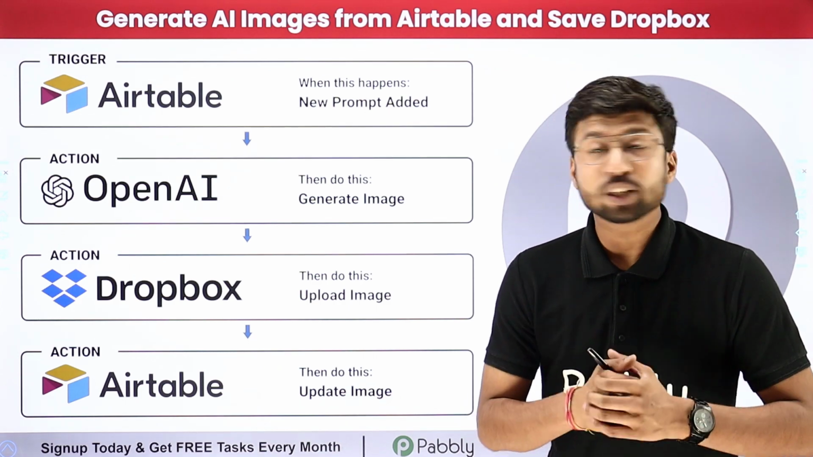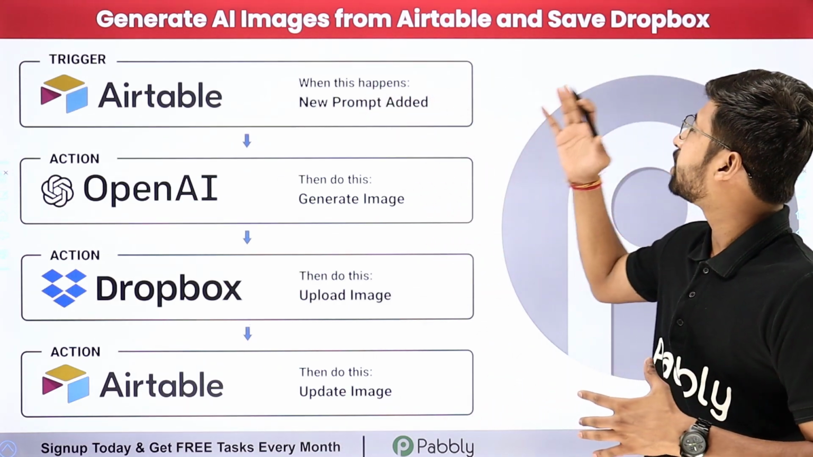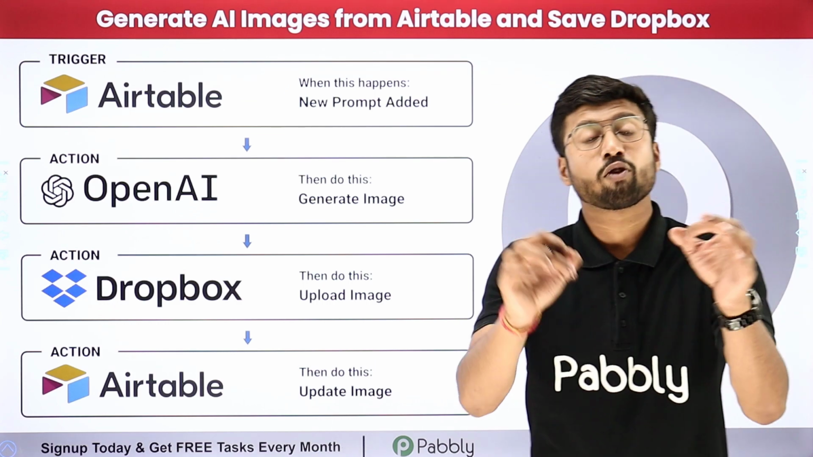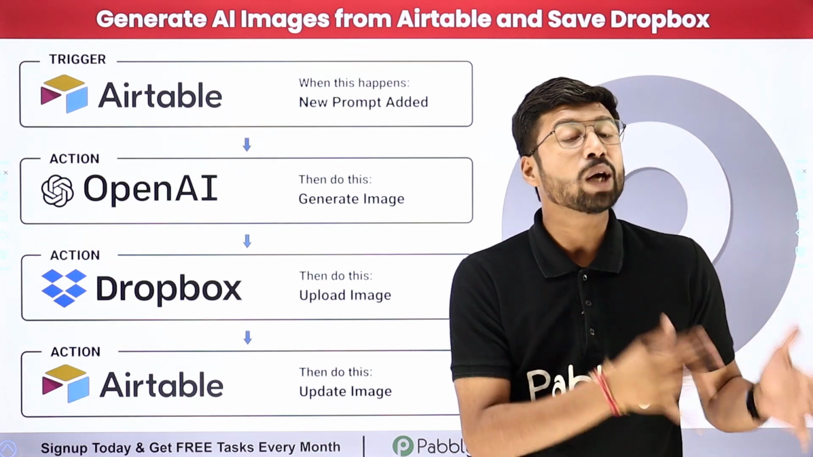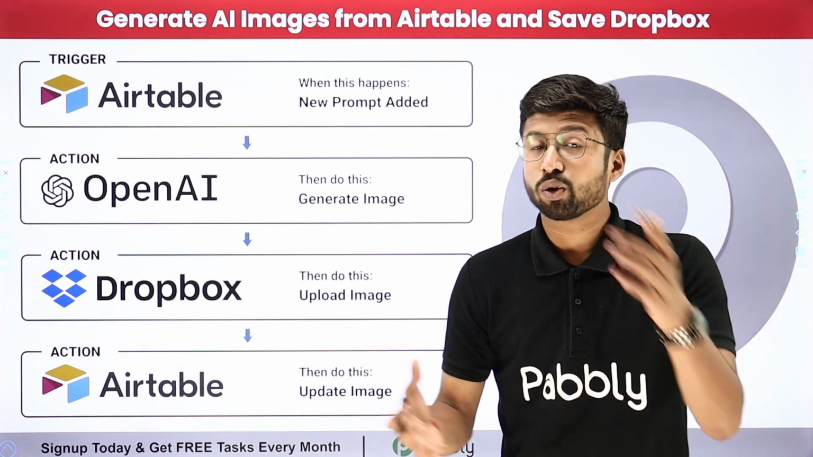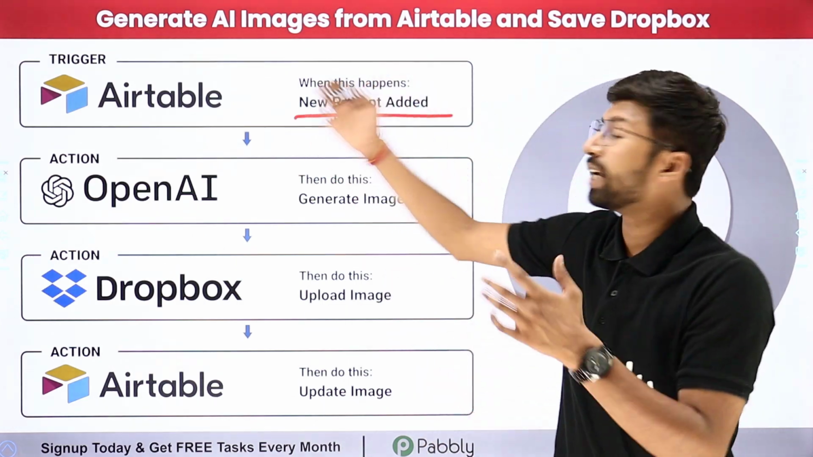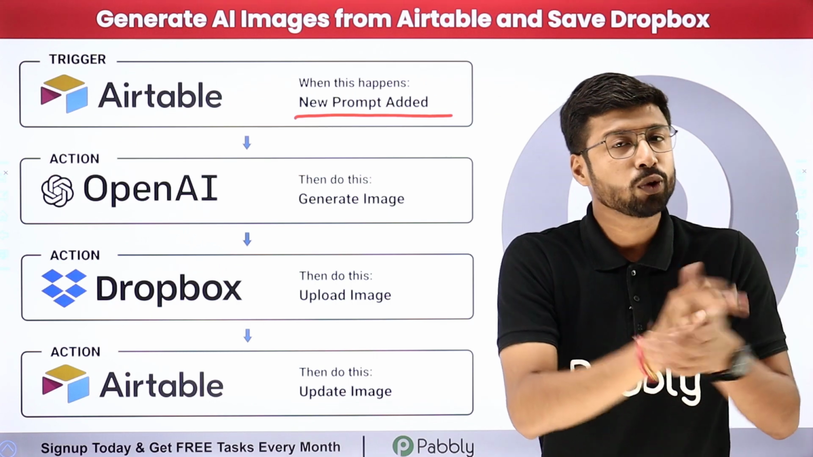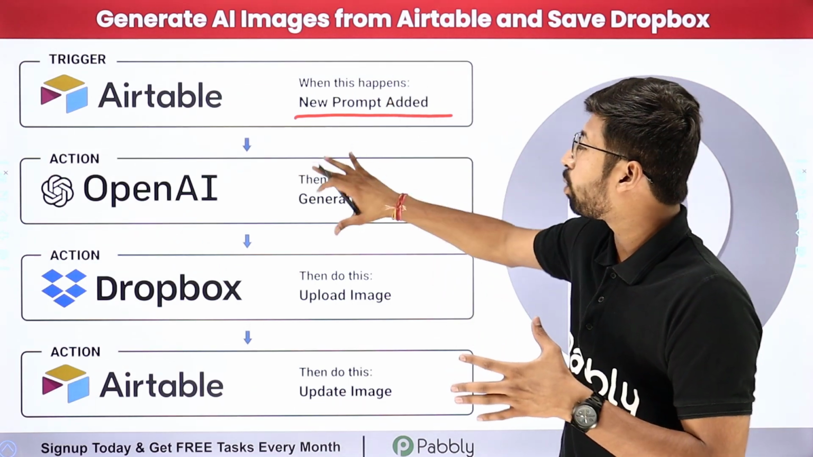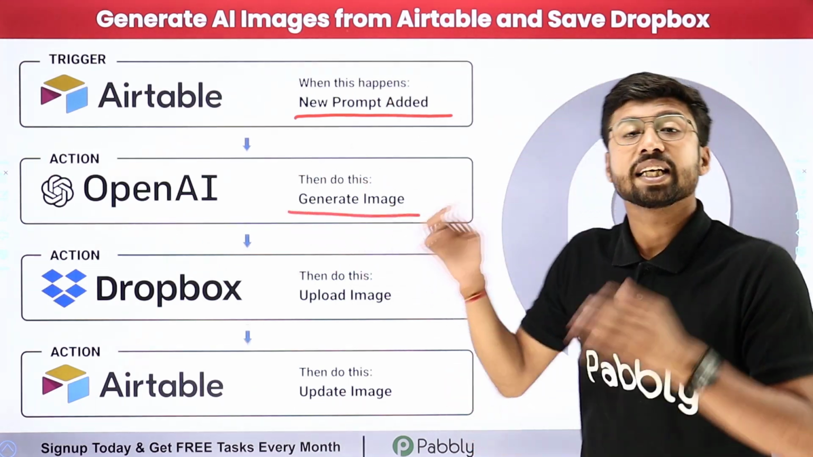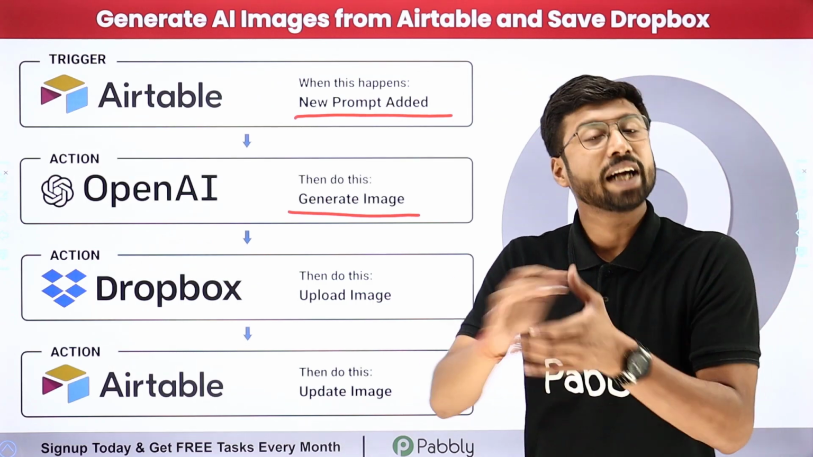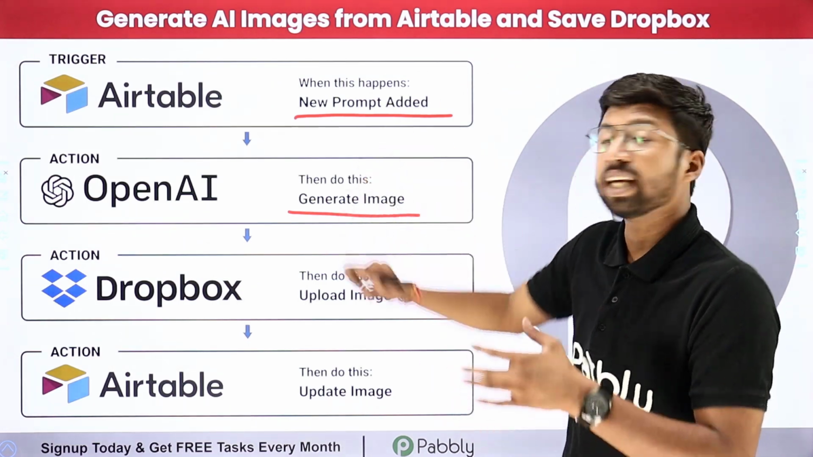So in this video, we are going to learn how to generate AI images from Airtable and save in Dropbox. From Airtable, we are going to set up an AI image generation automation using which, just by adding the image prompt in our Airtable database as a new record, as a new row, we are going to send that same prompt automatically to OpenAI's image generation platform Dall-E. And using Dall-E, we are going to generate the AI image.